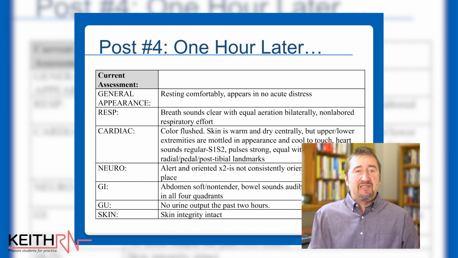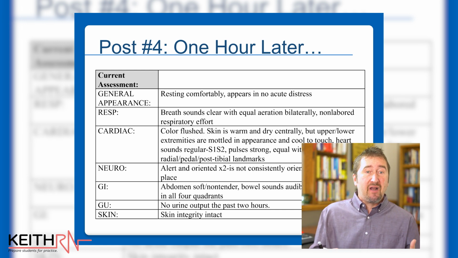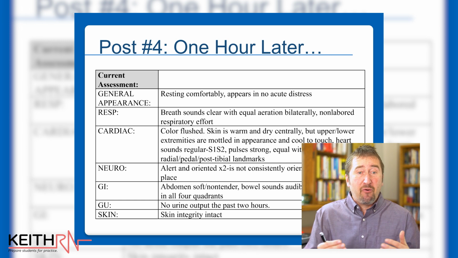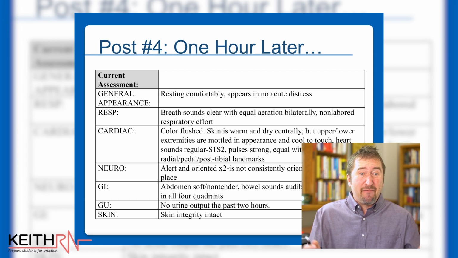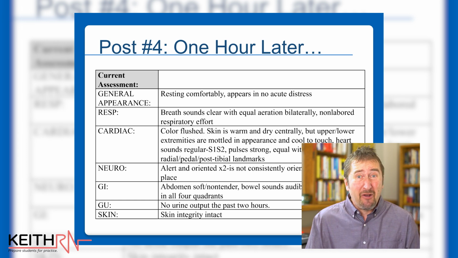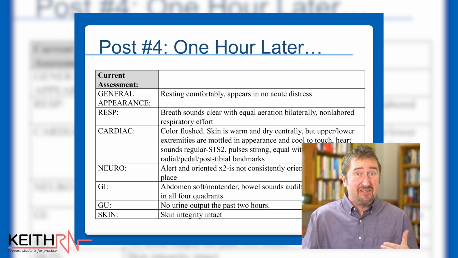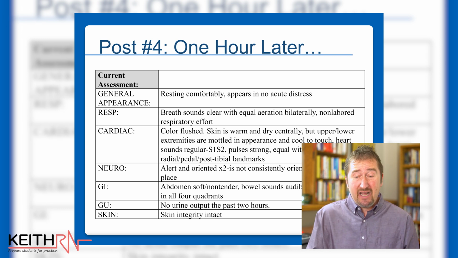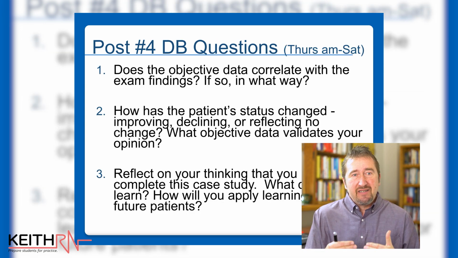And then we have our nursing assessment. Her breath sounds are clear. Her color is now flushed. She's warm and dry. She's alert and oriented times 2. So now she's got mentation issues, as well as her abdomen is soft, non-tender, and she has had no urine output the last 2 hours in the emergency department. Is that a concern or not, especially if she's gotten fluids? And so again, your students have to reflect and identify what clinical data is significant and why.